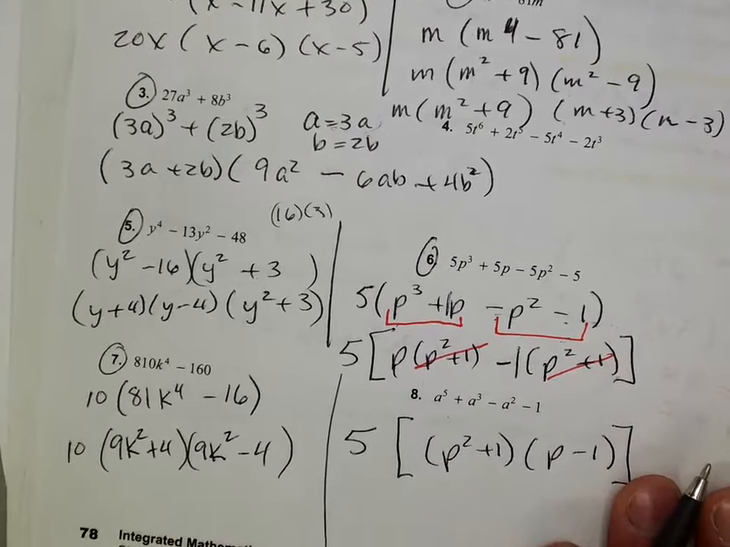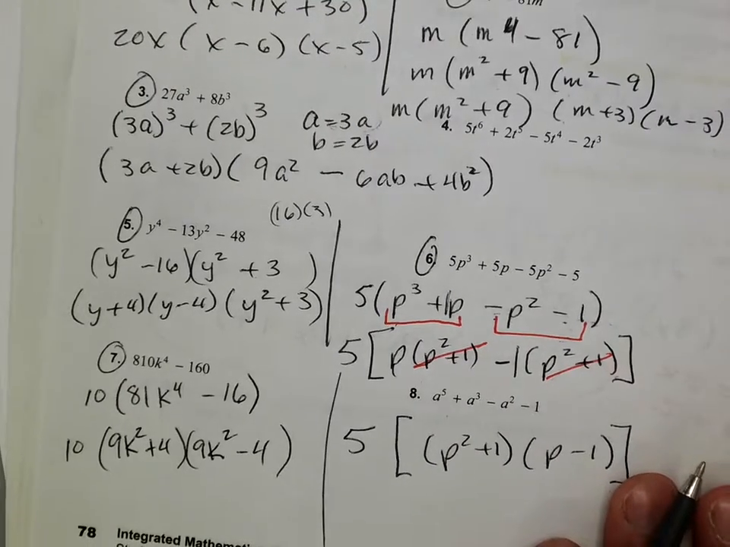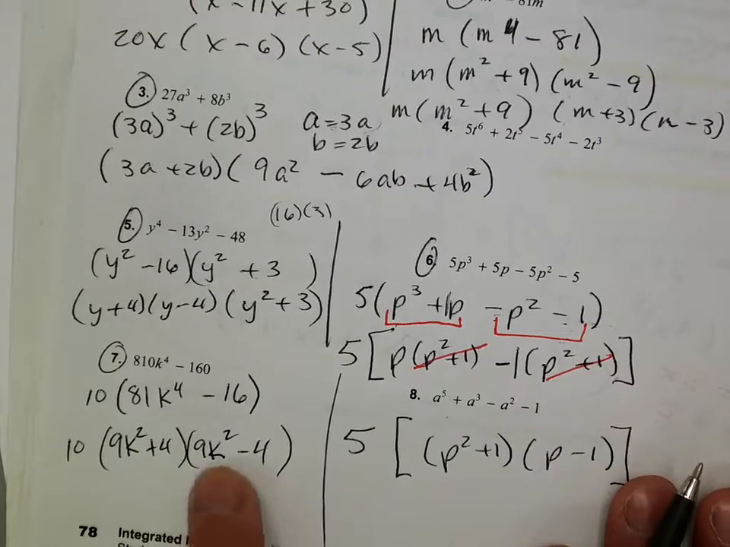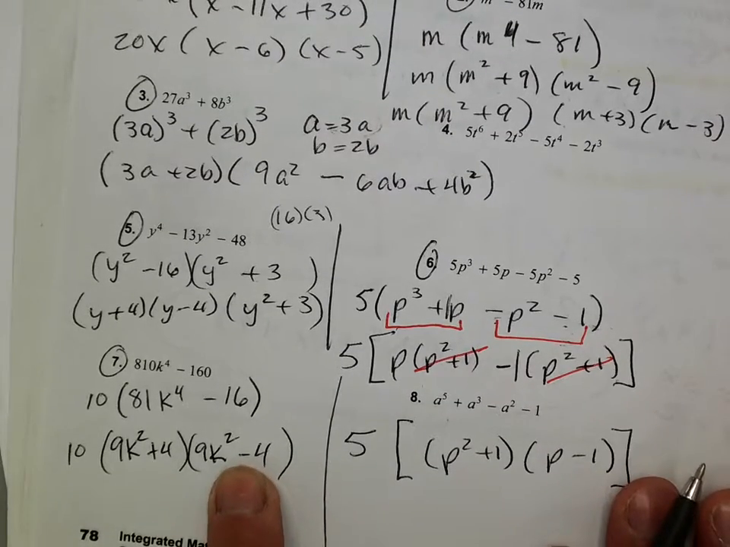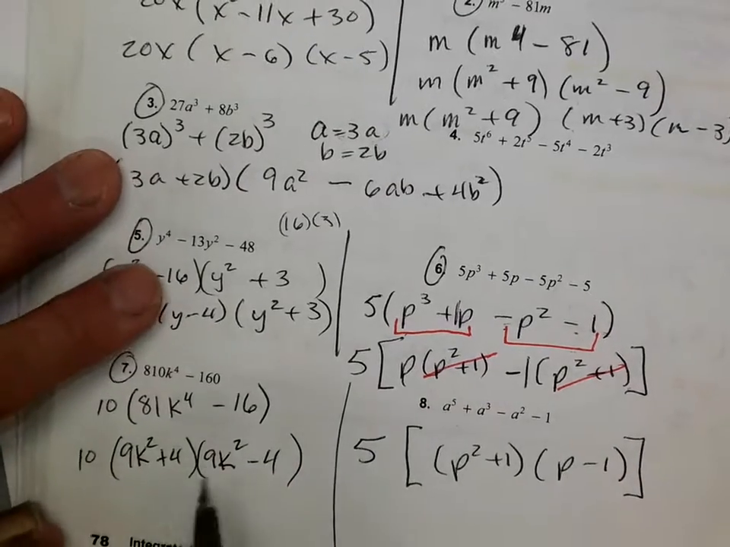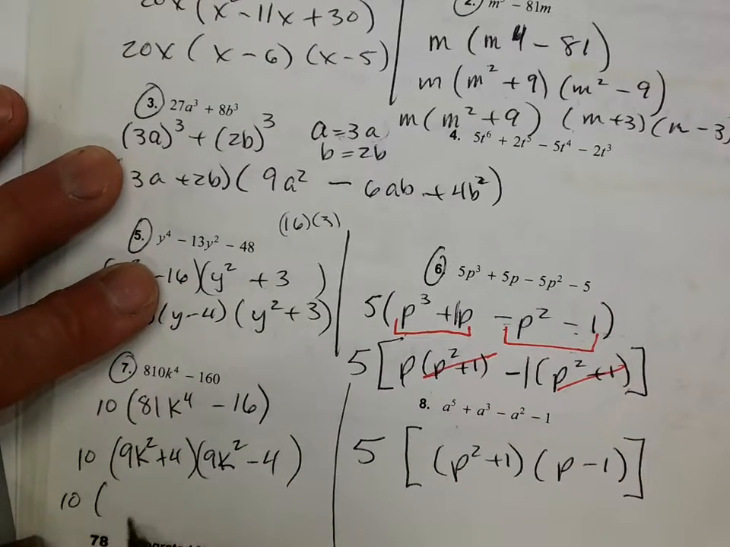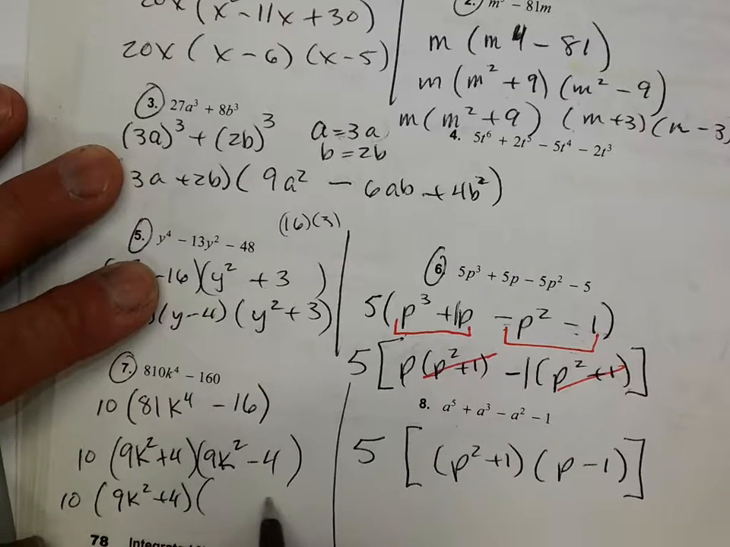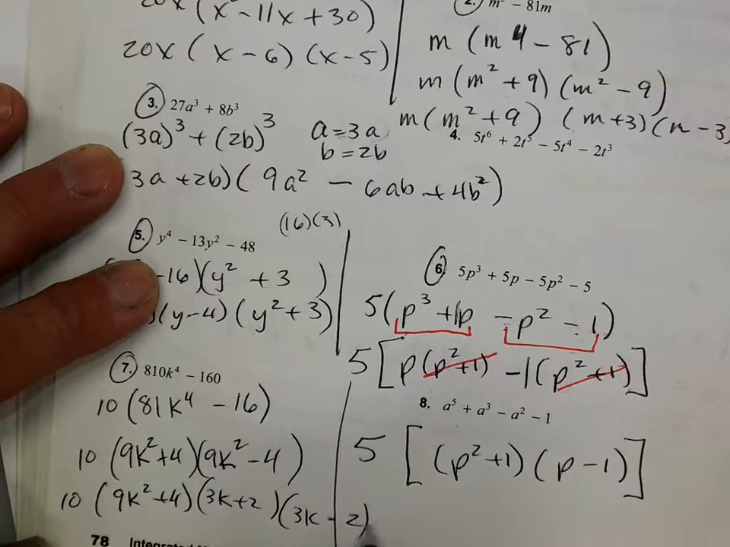We're going to do one more thing. Anybody see the one more thing we could do? Can you do something there? 3k plus 2 and 3k minus 2. Okay, so the 10 is done. My 9k squared plus 4 is done. All right, so this is going to become a 3k plus 2, 3k minus 2, okay?